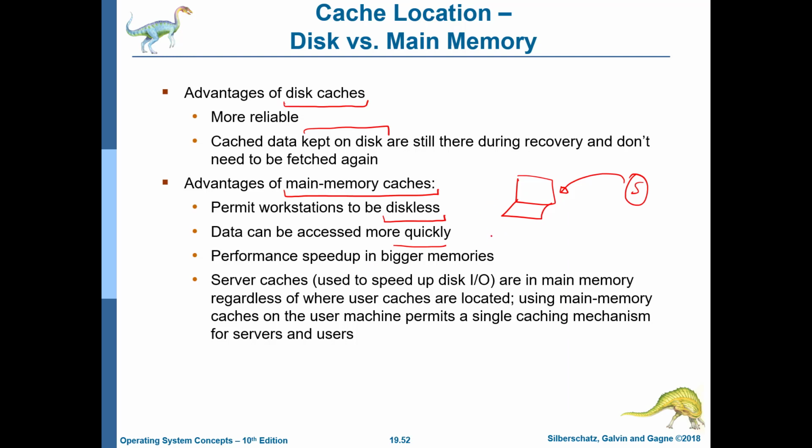Server caches that are used to speed up disk IO are all there in main memory. And the other thing is that we can have a very fast consistency mechanism across the main memories of all the clients. The problem is that if, for some reason, there is a power shutdown, given the fact that main memory is volatile, we will tend to lose all the data. So this is where the performance advantages will go away.